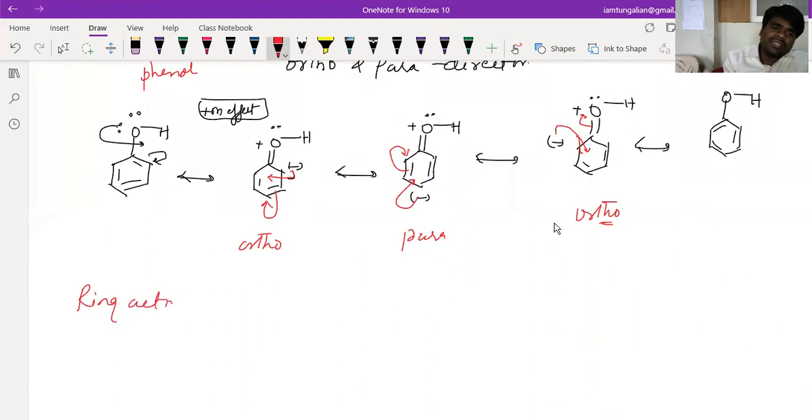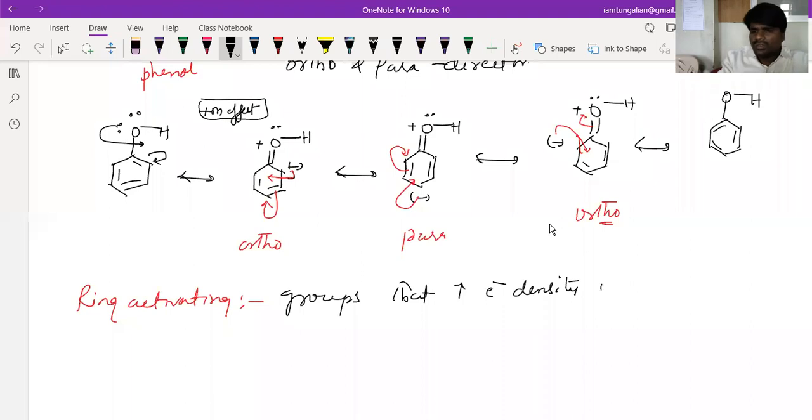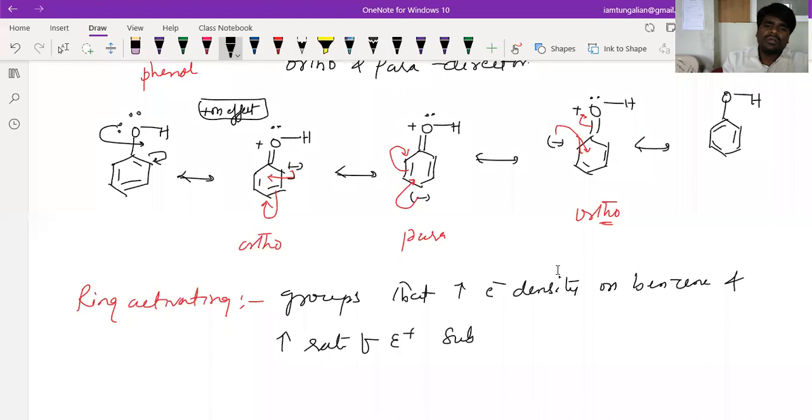Ring activating means groups that increase electron density on the benzene ring and increase the rate of electrophilic substitution. They are known as ring activating groups.